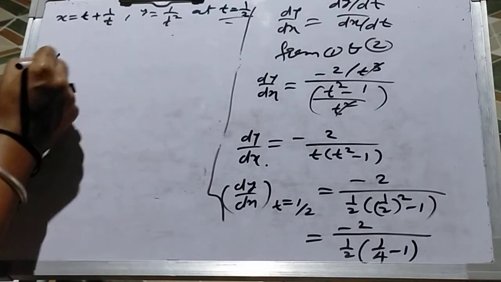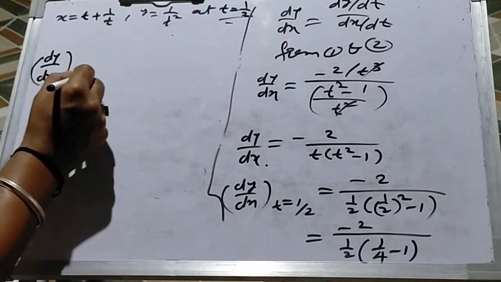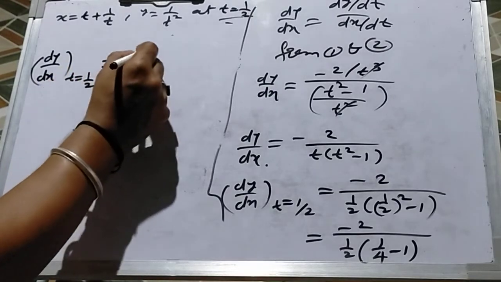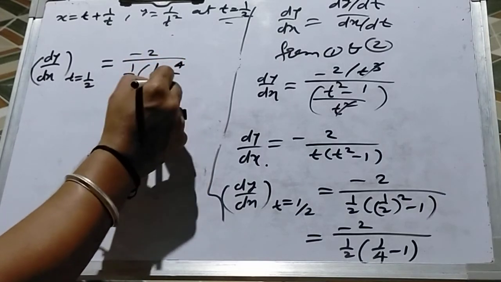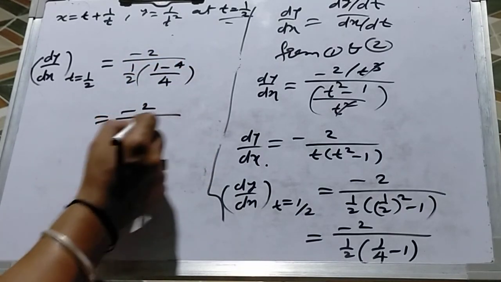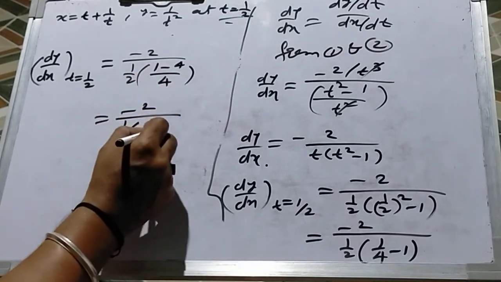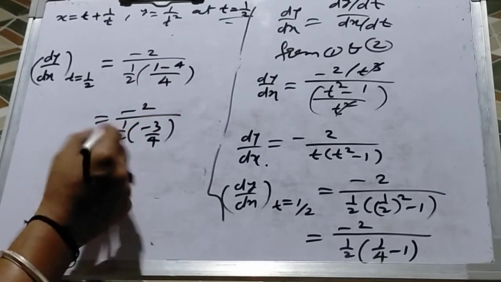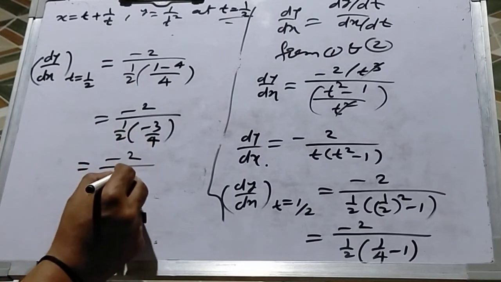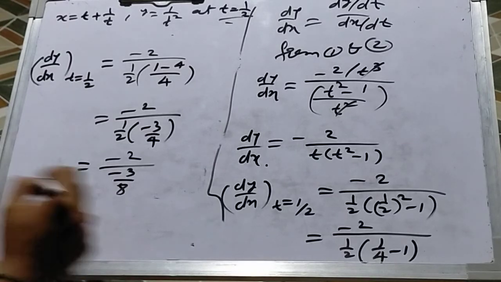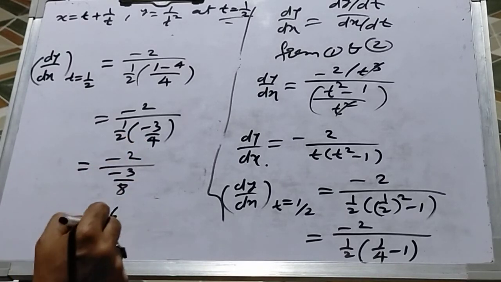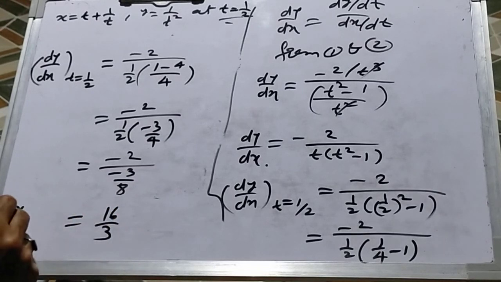So dy by dx at t equal to 1 divided by 2 is equal to minus 2 divided by 1 by 2, and here this term is 1 minus 4 divided by 4. So this is equal to minus 2 divided by 1 by 2 into minus 3 divided by 4. So this is equal to minus 2 divided by minus 3 divided by 8. So 8 is transferred to the numerator, so 2 times 8 is 16. So this can be written as 16 divided by 3. So this is the value of dy by dx at t equal to 1 divided by 2.